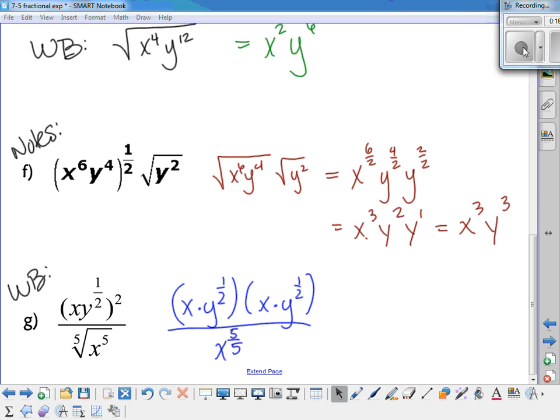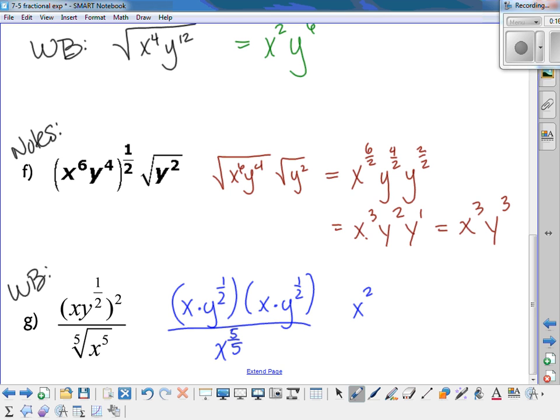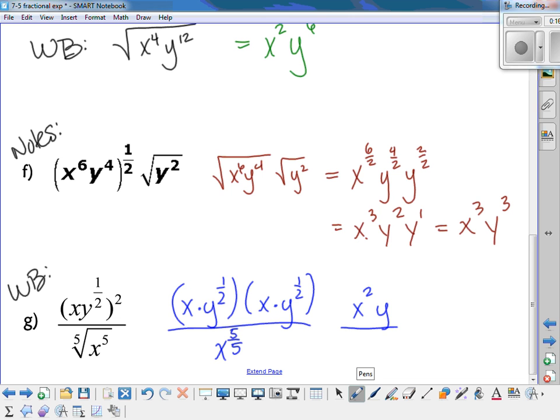Okay, so we're about out of time, so let me finish this one off for you guys. If I have x times x on top, I have x squared. If I have y to the 1/2 times y to the 1/2, what's 1/2 plus 1/2? 1. So it's just y to the first power. And then x to the 5/5 is just x to the first power. I can reduce one of my x's so you end up with xy.